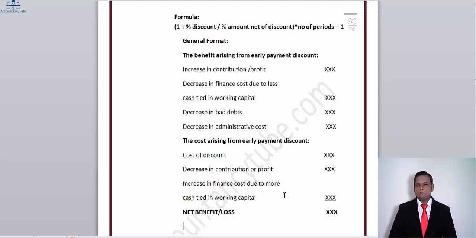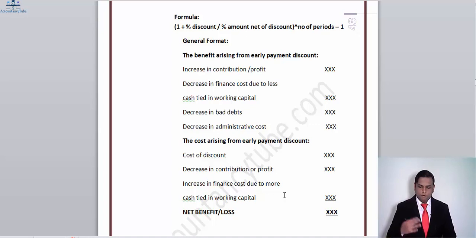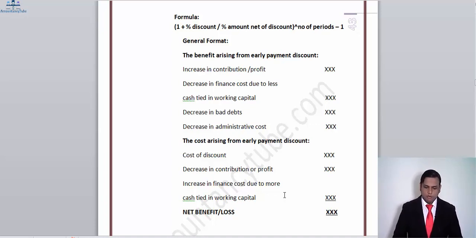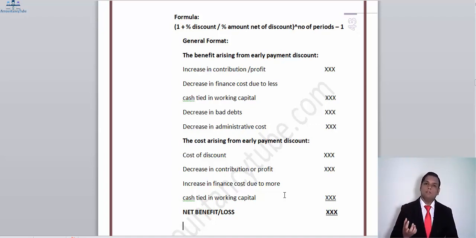Decrease in administrative cost. The business does not need to keep running after the customers for collection. If the discount is given, the customers will be running after the business so that they can get the benefit. So the admin cost is reduced in this way. Then we have the cost arising from early payment discount, that is the cost of the discount itself. What is the amount of revenue, the margin we are losing on giving the discount.